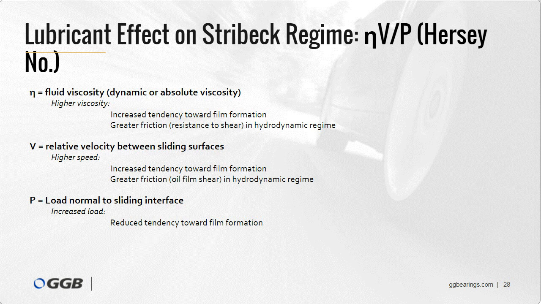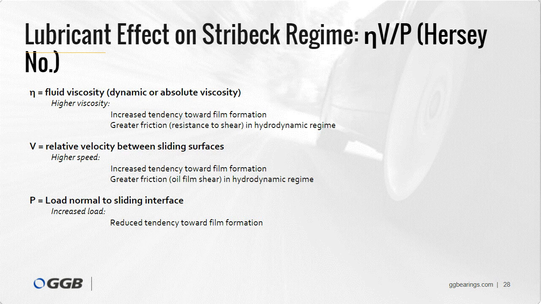Higher viscosity, or a thicker lubricant, as Mike mentioned earlier, will have an increased tendency towards film formation. We'll see a greater friction, or resistance to fluid shear in the hydrodynamic regime. Next, we'll look at the relative velocity between the two sliding surfaces. Higher speeds tend to lead to film formation. So far, this makes sense if we think about it in terms of the x-axis from the Stribeck curve. Both terms are in the numerator, so increasing either of them will lead to a larger value, putting us further to the right on that graph.